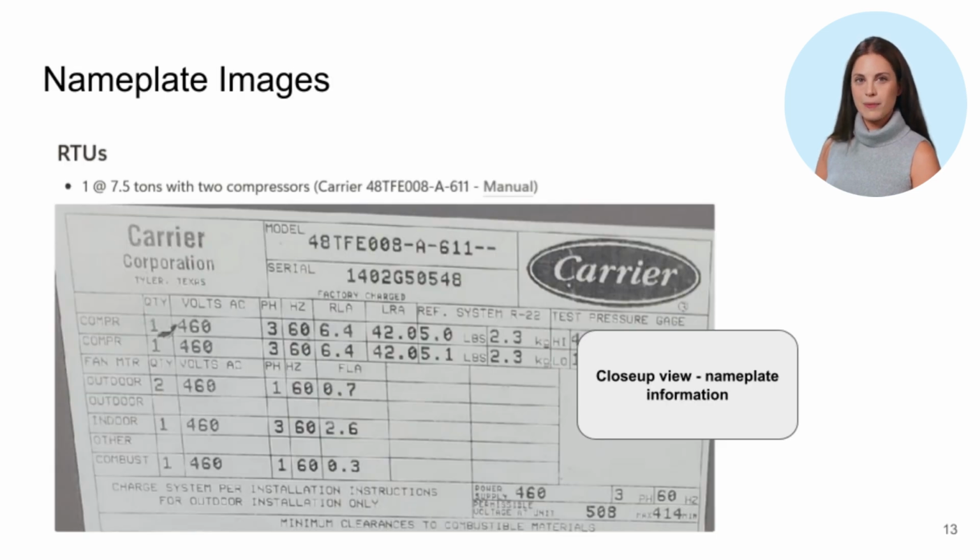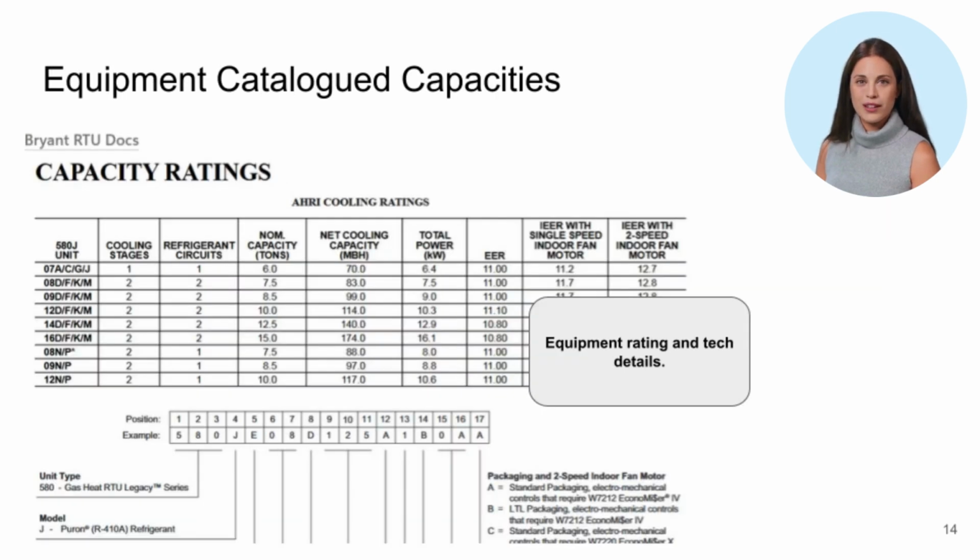Close-up images of nameplates were captured for documentation. These contain critical specifications for model numbers, voltage, and system capacity. This table summarizes all known equipment ratings. It includes manufacturer specs, heating and cooling capacities, and system design intent.